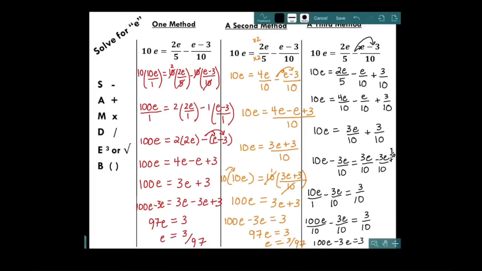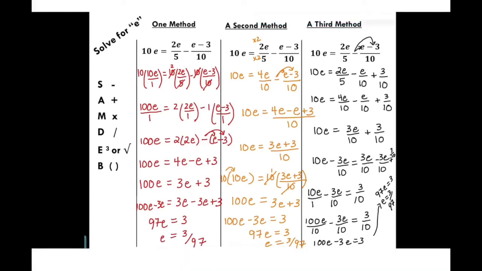We get a common denominator of 10, and we can subtract the e terms to get 97e equals 3. Then we divide by 97 to get e by itself. We have 3 over 97. So we've used 3 different approaches.